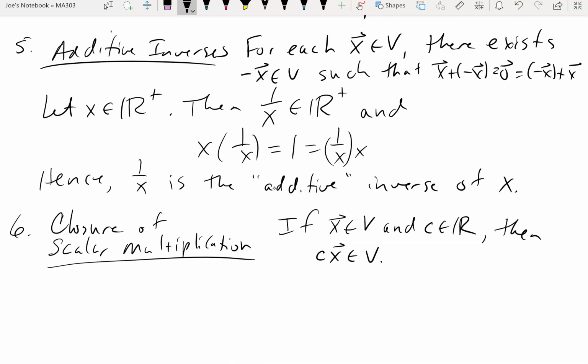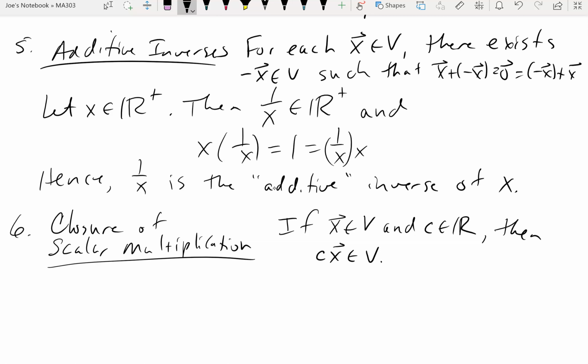Now, again, these vectors that we're talking about depend on the context of the problem. You will be told what the vectors look like, but these scalars are honest-to-goodness real numbers every single time.